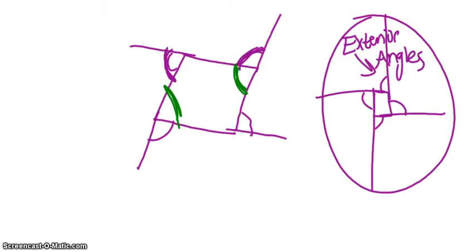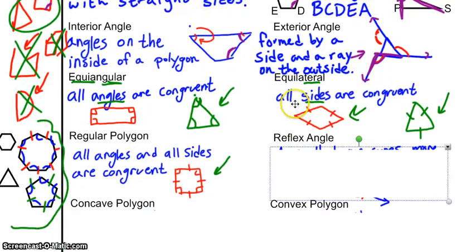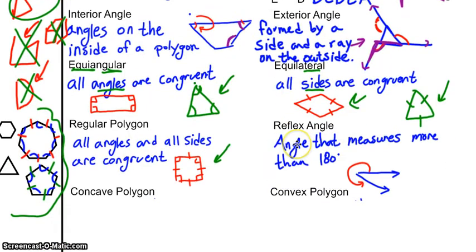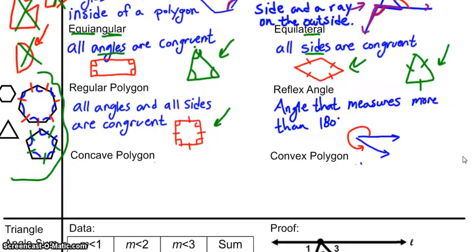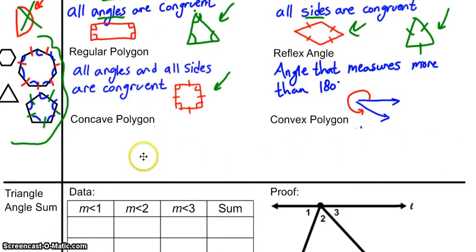So on our note sheet, let's write that down. The reflex angle is an angle that measures more than 180 degrees. Now, why is that so important? Well, it's important to know what a reflex angle is because it makes the difference between what a concave polygon is and a convex polygon.